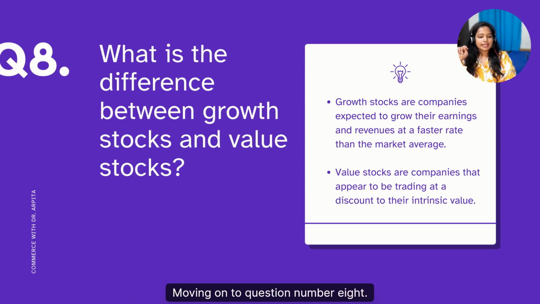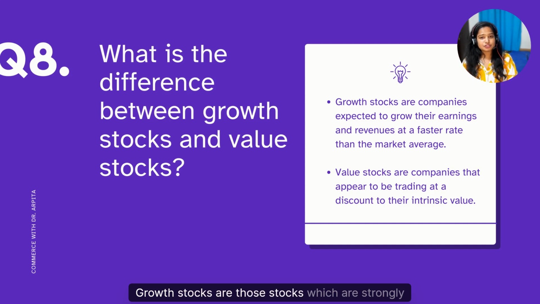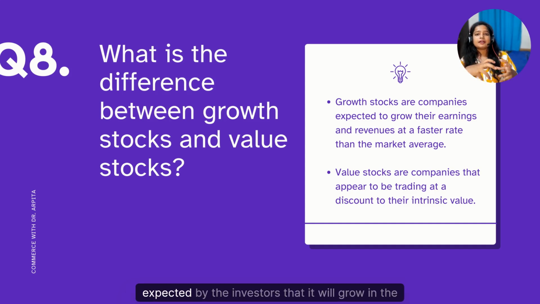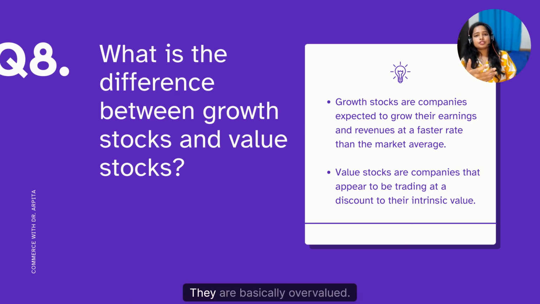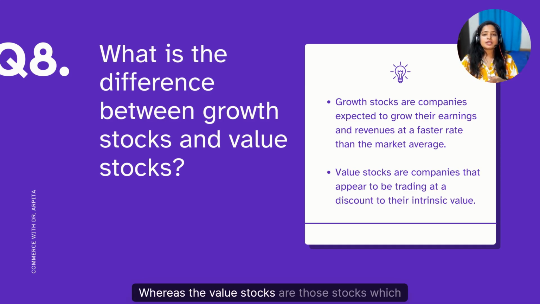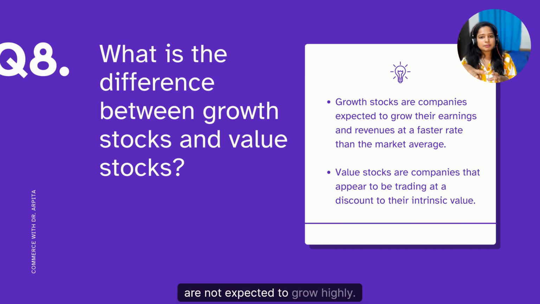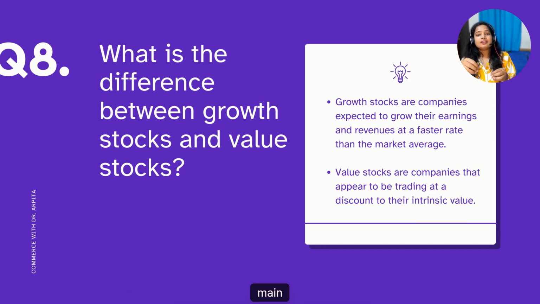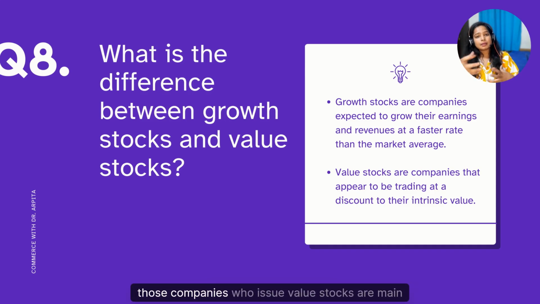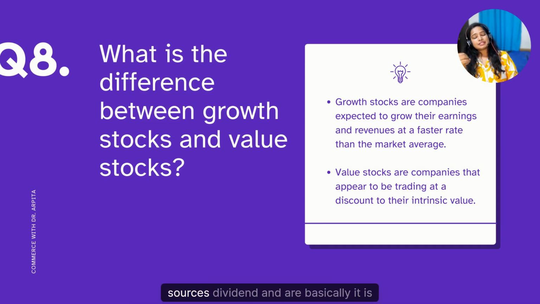Moving on to question number 8, the difference between growth and value stocks. Growth stocks are those that investors strongly expect will grow in the future. They are basically overvalued and show high growth rates in PS, PB, all these ratios. Whereas value stocks are those not expected to grow highly, and the main source of income for companies that issue value stocks is dividends, and they are basically undervalued. Whereas the main source of income for growth stocks is capital gains.